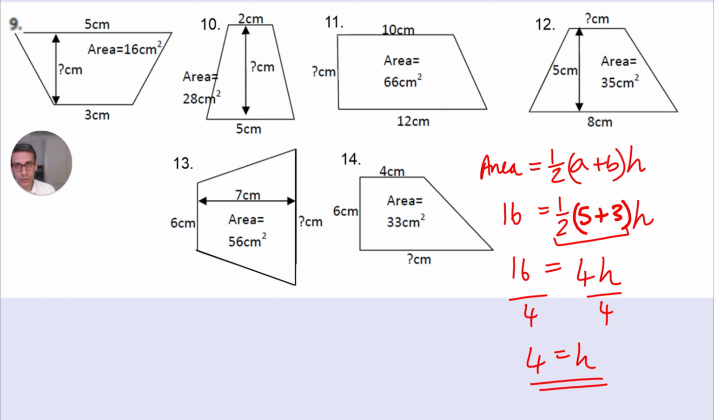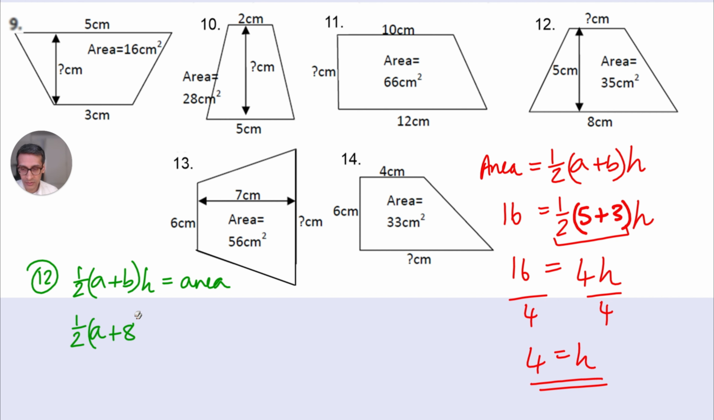I'm going to do one more example of question 12 here, because we've got one of the sides missing. So it's a slightly different method. So again, you can skip ahead if you just want to check the answers. So for question 12, we are going to do half a plus b times h is equal to area. That becomes half. Now a plus b is that question mark plus 8. So I'm just going to keep the question mark as a. b is 8. h, the distance between them, is 5. And that's equal to the area of 35.